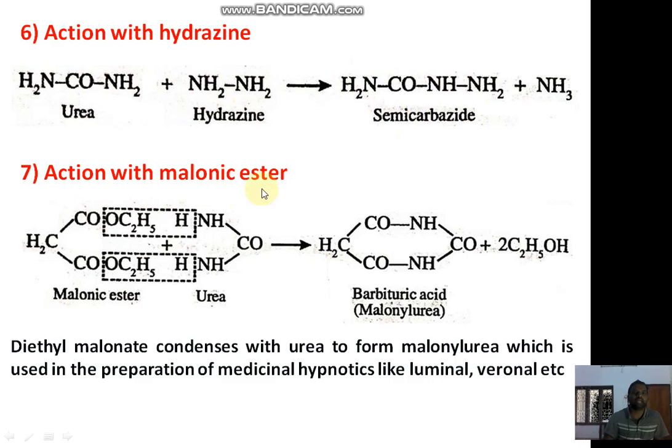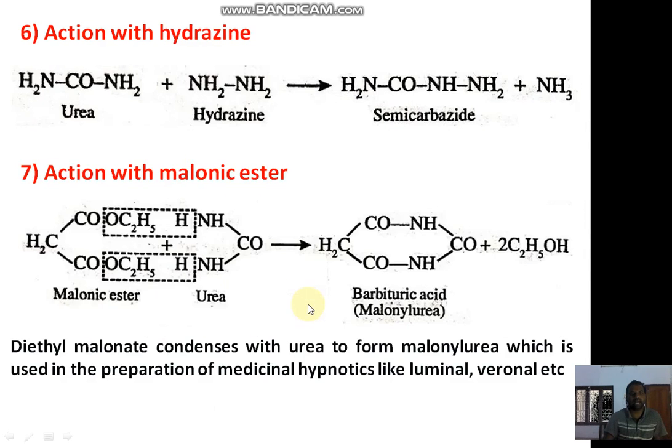Next reaction is action with malonic ester. Malonic ester is reacting with urea. Diethyl malonate condenses with urea to form malonyl urea, which is used in preparation of medicinal hypnotics like luminal and veronal, etc. These are some medicines using hypnotics method. So this is one of the medicines that can be prepared by using urea by reacting with malonic ester.